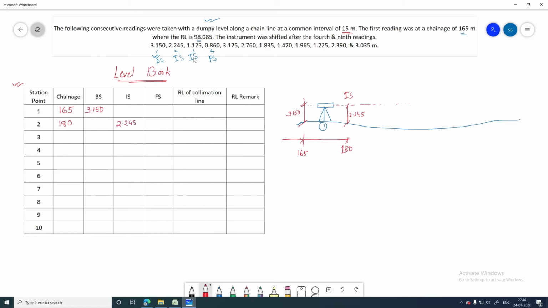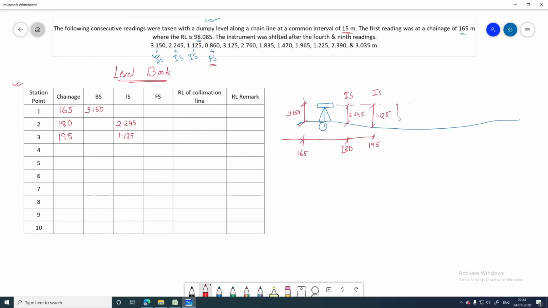2.245. The third one is also an intermediate sight reading. Suppose here the value of this reading is 1.125. So the chainage value is 195 because the gap is 15, right? And it is also an intermediate sight reading, so the value is 1.125. I will put it over here.